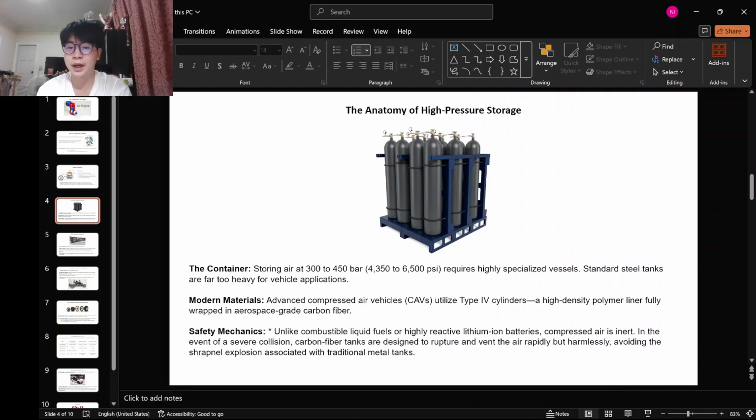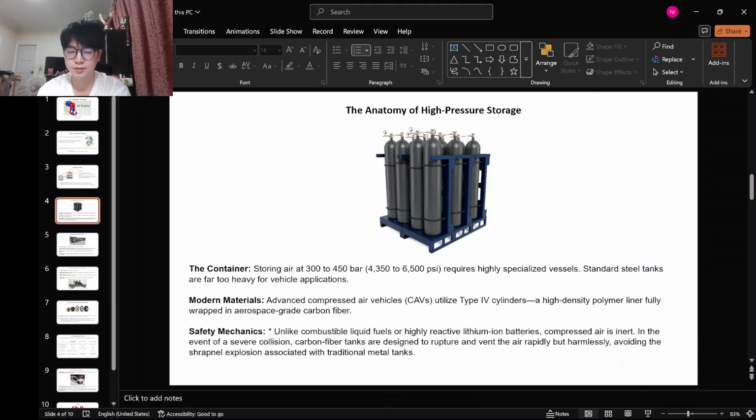The anatomy of the high-pressure storage. The container, storing air at 300 to 450 bar, which is around 5,000 psi, requires highly specialized vessels. Standard steel tanks are far too heavy for vehicle applications. The modern materials: advanced compressed air vehicles utilize Type 4 cylinders, a high-density polymer liner fully wrapped in aerospace-grade carbon fiber.